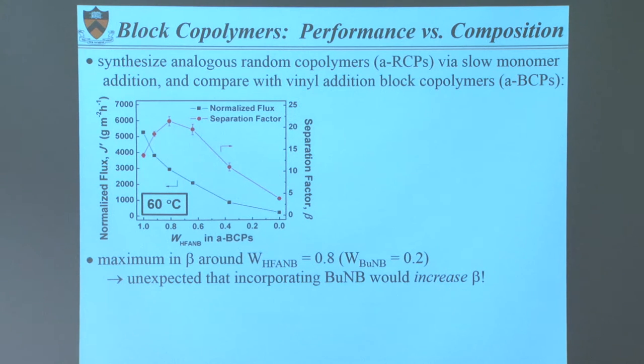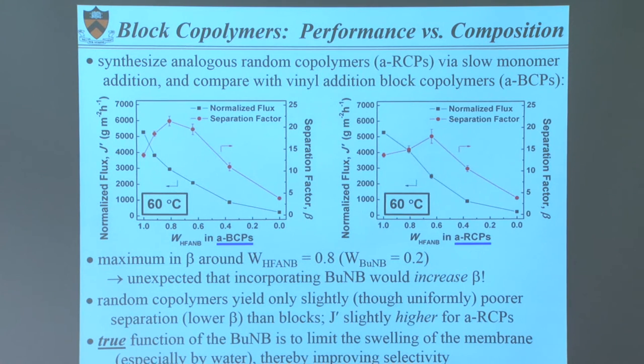So I told Dong Yun, postdoc, well, go back and make the equivalent random copolymers, because these block copolymers will be way better than those random copolymers. It'll be a nice figure for the paper. And he did that, and it's not really quite how I thought it was going to turn out. Again, as you increase the butyl content, the flux goes down. You can see the same sort of a maximum in the random copolymers, RCPs, that you do in the block copolymers. And block copolymers are somewhat better. The best you can do here is maybe 18 versus 21. But in broad brush, they're kind of similar.